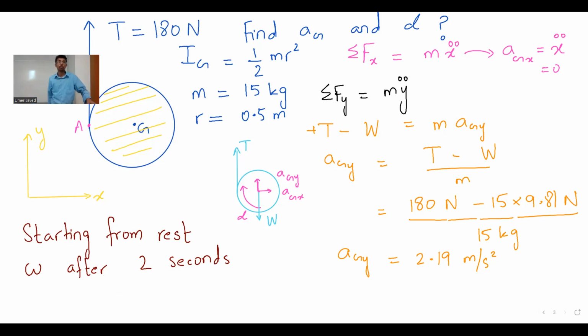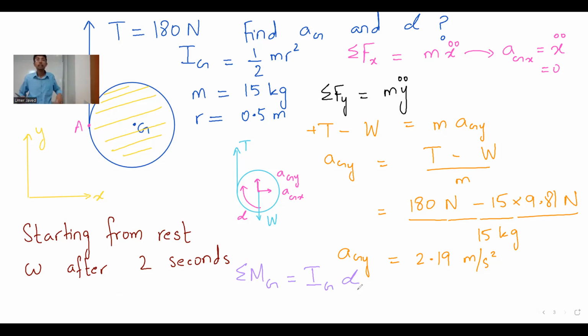Anyone who can tell me what is the alpha? Okay, so let me do it for you. The alpha will be summation of moment about the center of mass is equal to IG alpha. Agreed? Yes, no?